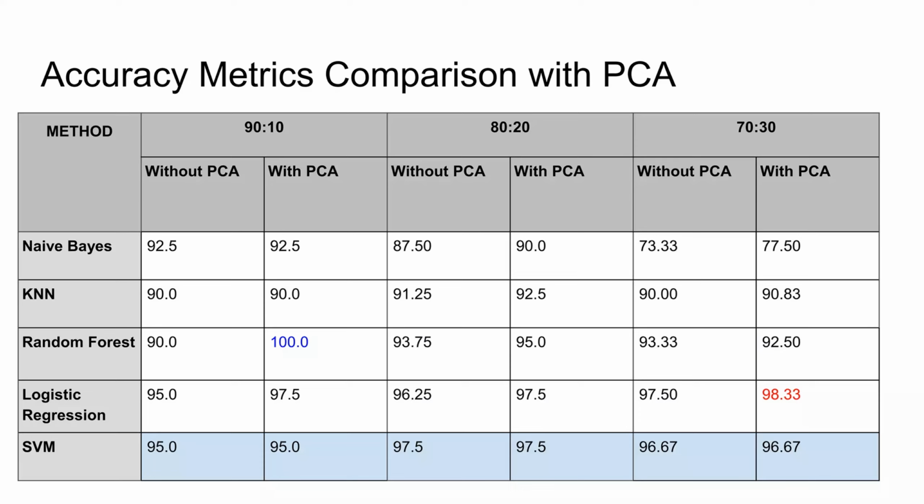Summary. Best performance with PCA: logistic regression shows the highest improvement with PCA, followed by random forest and naive Bayes. Stable performance: SVM exhibits stable performance regardless of PCA, suggesting it is robust to changes in the dimensionality of the data. Mixed results: random forest shows mixed results, with significant improvement in some cases, but a slight decrease in others.